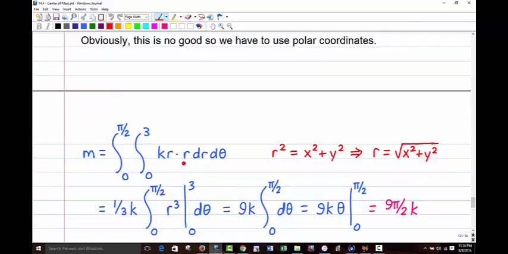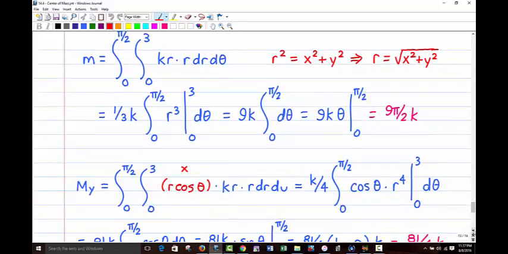So we will integrate r squared. The first time will give me 1/3 r cubed, which I'll bring the 1/3 to the outside. And the k, of course, which is just a constant. And from 0 to 3, 3 cubed is 27, not 9. The 9 is coming from 1/3 times that 27. So it's 9k, integral of d theta, which is easy enough, that's just theta. So from 0 to pi over 2, that just puts a pi over 2 in there. So we have 9 pi over 2 k. That is the mass.